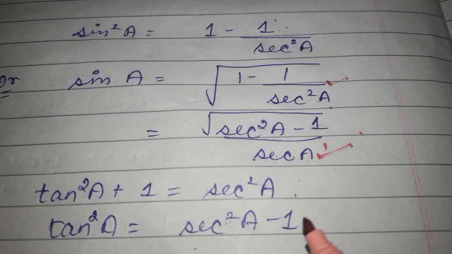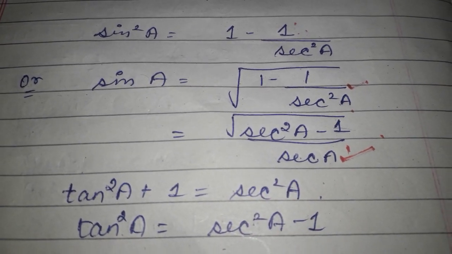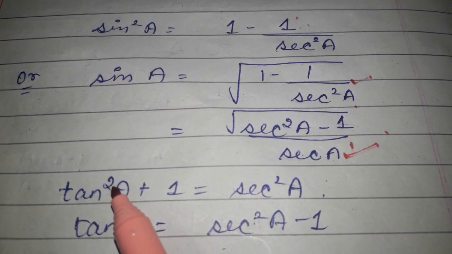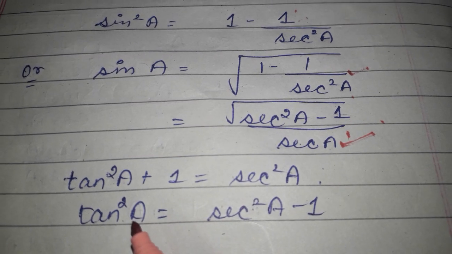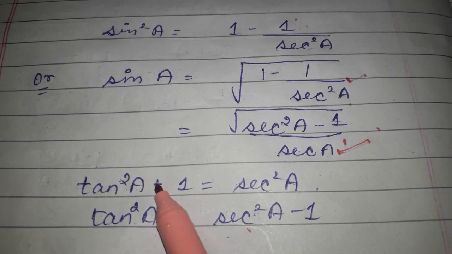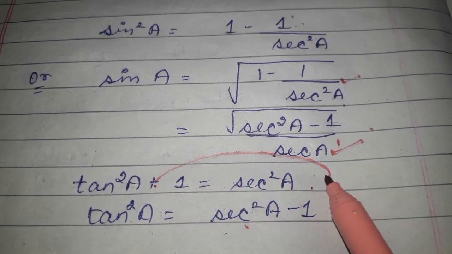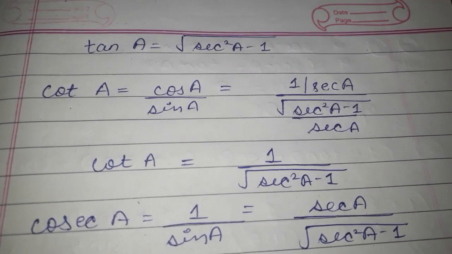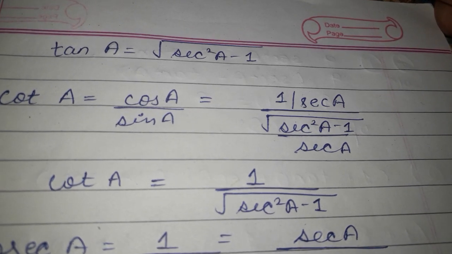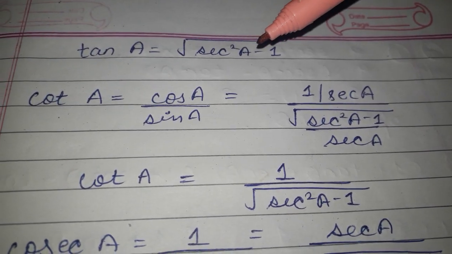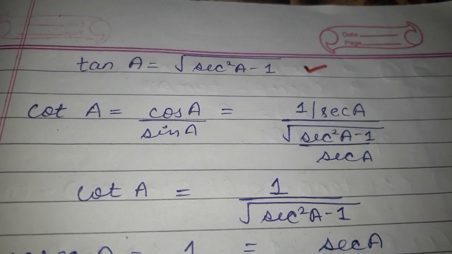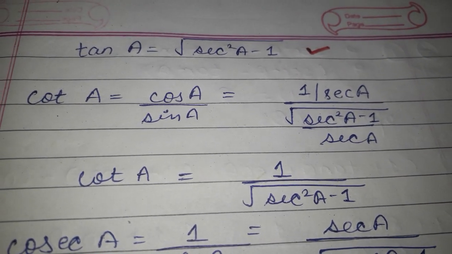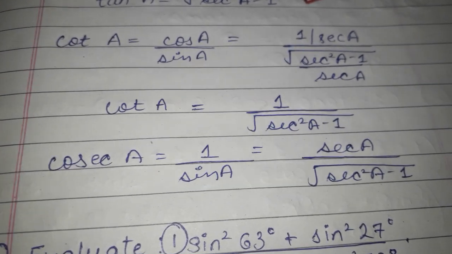Now for tan A, I am using the identity tan square A minus secant square A is equal to 1. I am rearranging it as tan square A equals secant square A minus 1. On going to the right hand side, 1 will get a negative sign. Now the square of tan A can be removed by taking the under root of this term. So tan A will be represented in terms of secant A as under root of secant square A minus 1. Remaining are two, that are cot and cosecant.